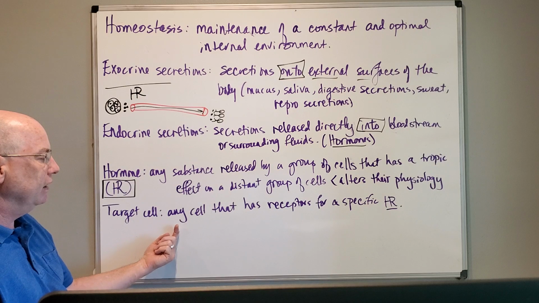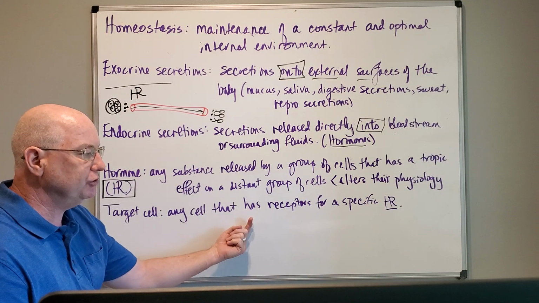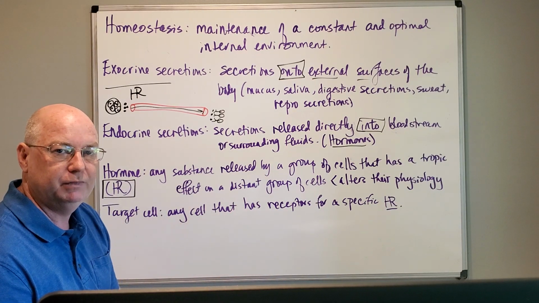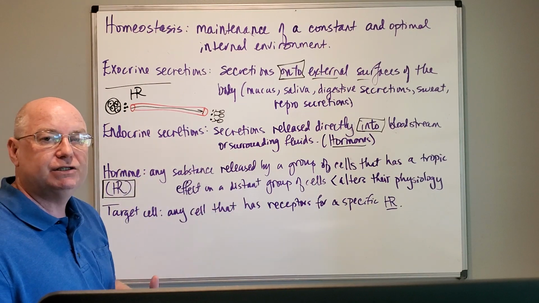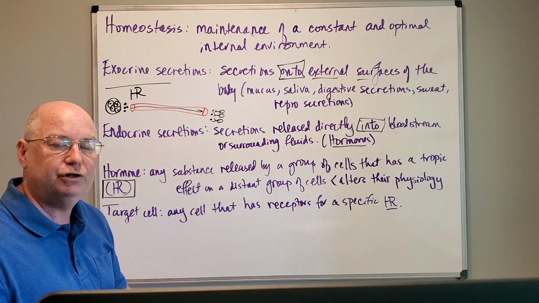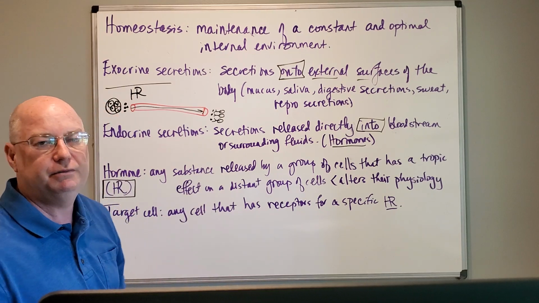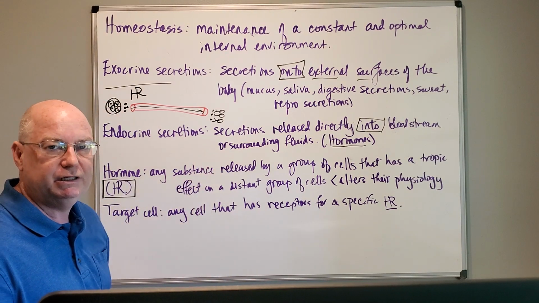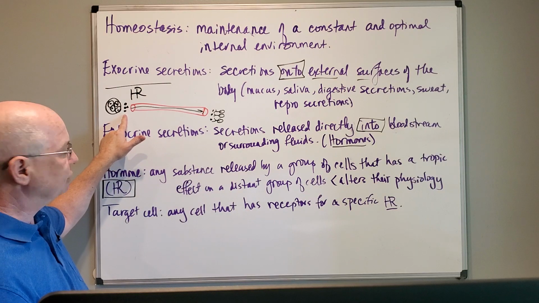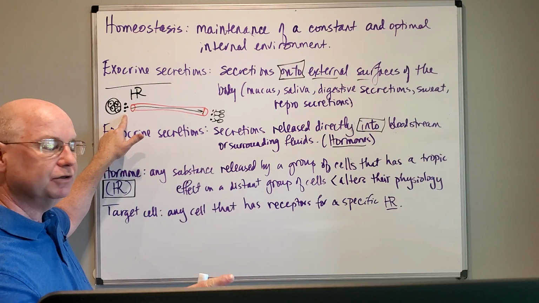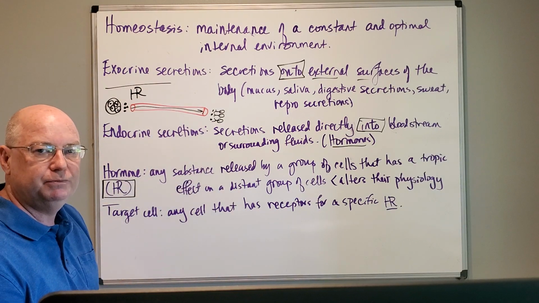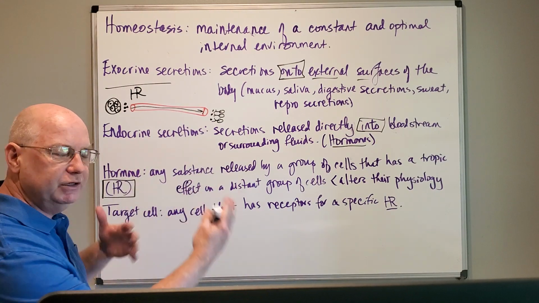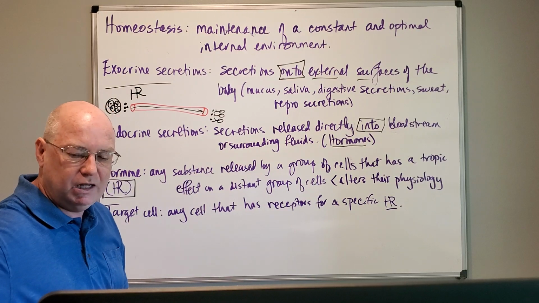Target cell. It's any cell that has receptors for a specific hormone. So if we were talking about a hormone called calcitonin, I could say the target cells for calcitonin are found here and here in the body, in the bones and in the kidneys. And you would know that some of the bone cells and some of the kidney cells have receptors for the hormone calcitonin. So we're going to be using these definitions and talking about these words a whole lot.